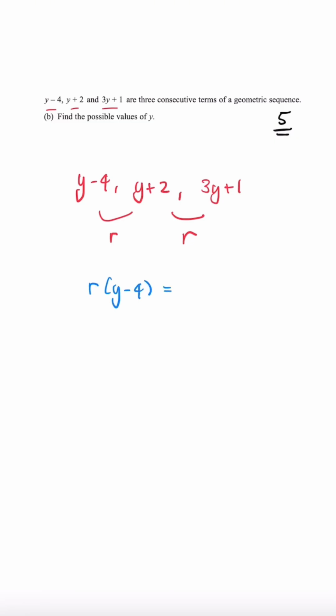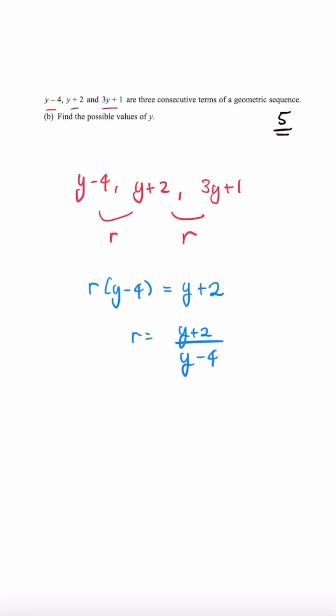Well, we know with a geometric sequence, there's a common ratio that gets us from the first term to the second term, from the second term to the third term, and so on. So if we write this out, we've got y minus 4, y add 2, 3y add 1. And again, let's put in our common ratio. Now, to get to the second term, we're taking that y minus 4, multiplying it by r, and that's going to leave us with our second term of y plus 2. If we rearrange this, we get r equal to y plus 2 over y minus 4.